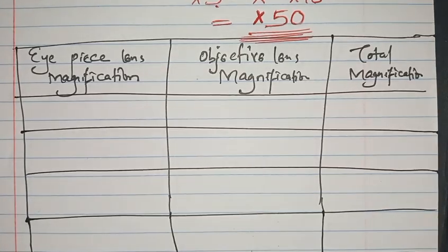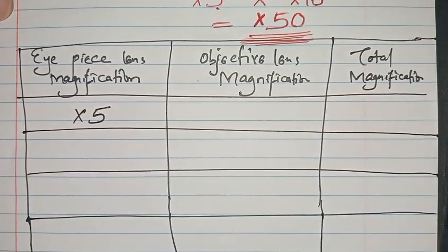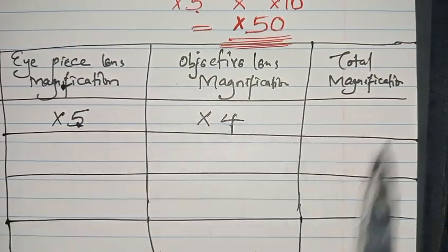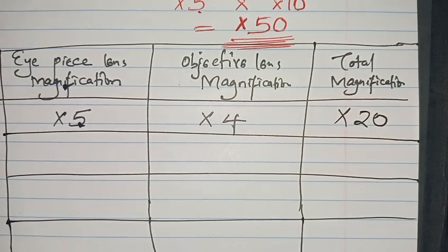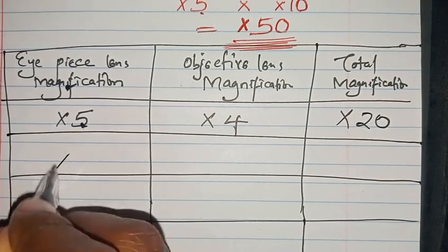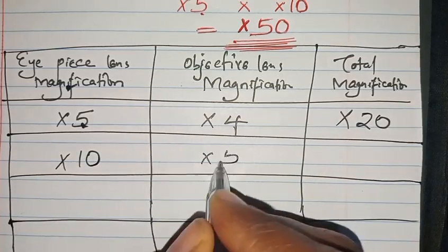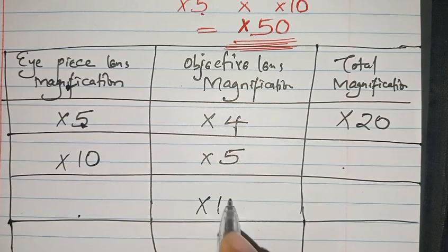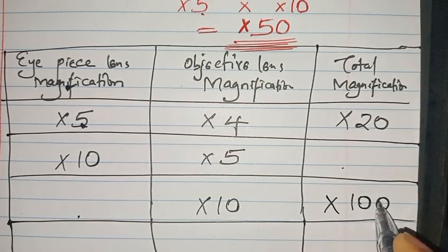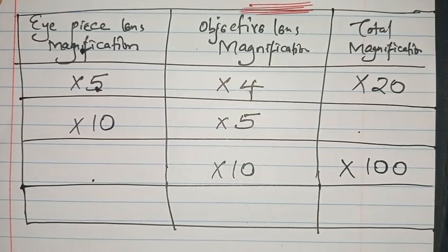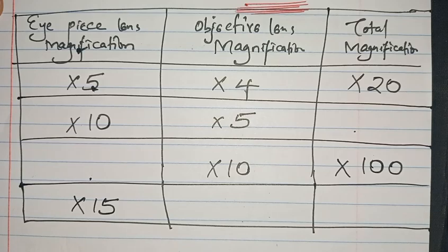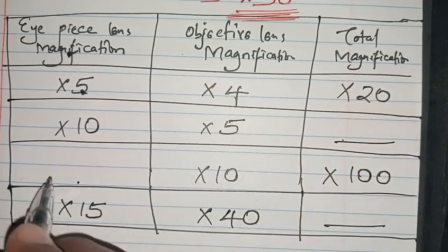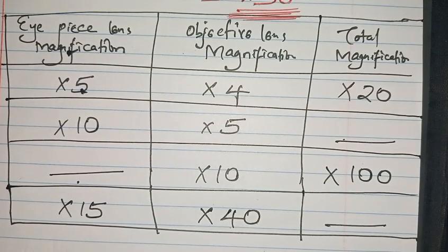Now they've started with times 5 here. And then of course there is times 4. Total magnification will be eyepiece 5 times 4, which is times 20. That is okay for the application of the formula. Then they have given us times 10 here, and of course here times 5. This one is a dash, we shall fill it. There is a dash here, then there is times 10, and of course times 100. Then there is another one for the last row. There is times 15 and times I think 40. Then there is a dash here. So these ones are dashes. Fill in the blank spaces.